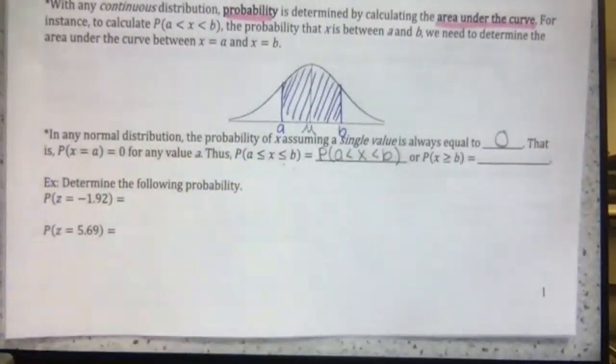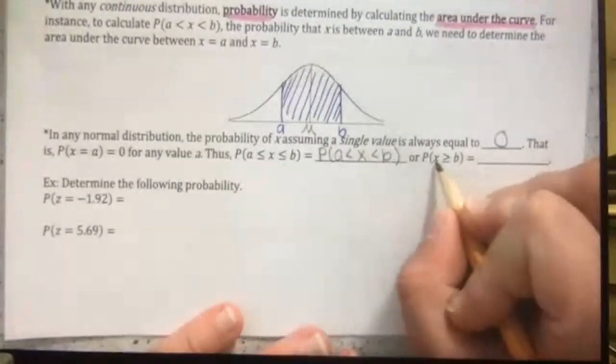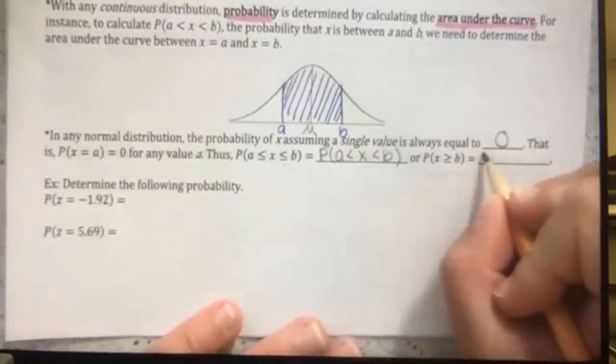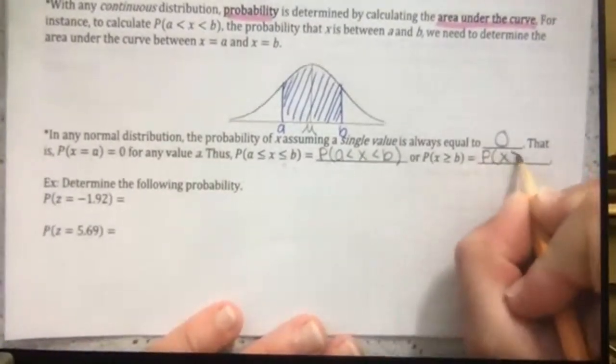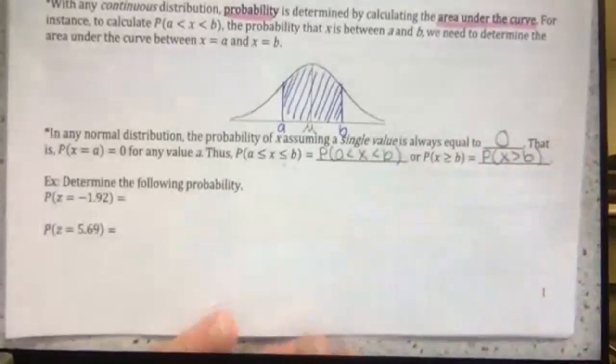It doesn't matter about that equal sign. It doesn't matter about those endpoints because those are just single values. Those are single points, and we know that that area is 0. So we're not adding on anything to it. Same thing for the probability that X is greater than or equal to B. It's the same thing as just saying the probability of X is greater than B.